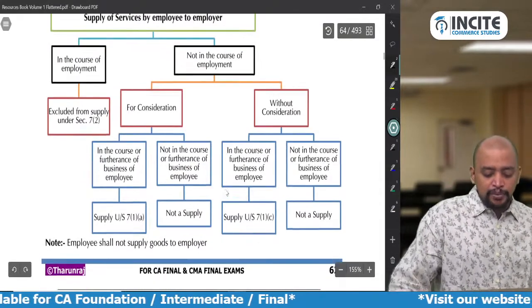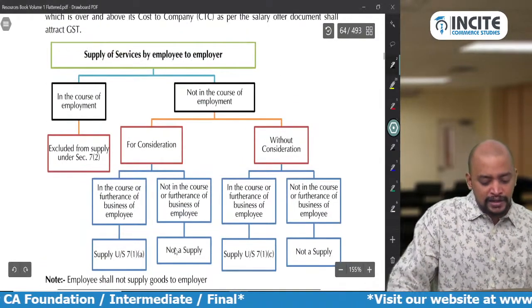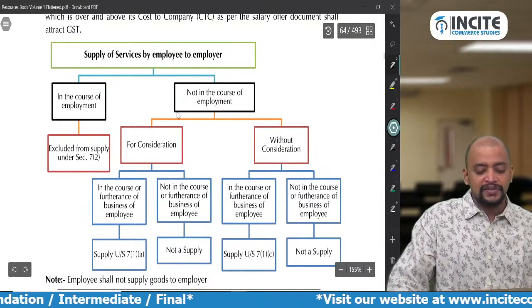Then note, employer shall not supply goods to employer. Employee shall not supply goods to employer. That's why that is not given here.